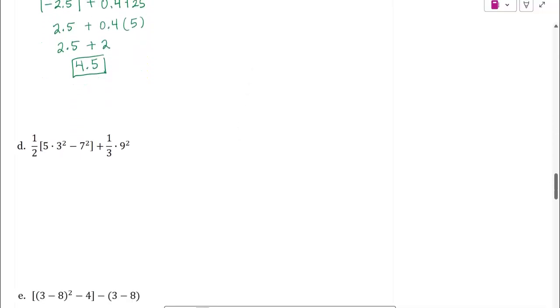Letter D. I've got a lot going on here. I think I'll look at the parentheses first. These are brackets, but they have the same hierarchy as parentheses. And then within that, I'm going to follow PEMDAS. So within the parentheses, I'm going to tackle those 2 exponents first. So let's see. I've got 5 times 3 squared, which is 9, minus 7 squared, which is 49. Leave those brackets there.